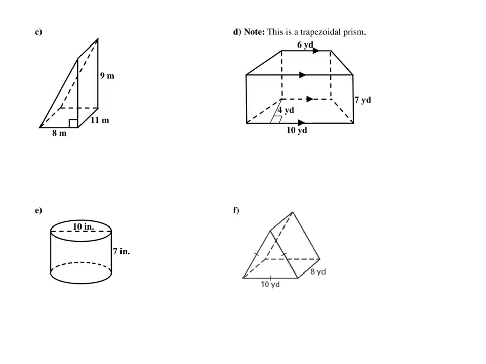All right, part C. What type of prism am I looking at here? Often students will say it's a rectangular prism, right? Because the bottom is a rectangle. But is the top the same as the bottom? No. Okay, so this is not a rectangular prism. This is actually a triangular prism.